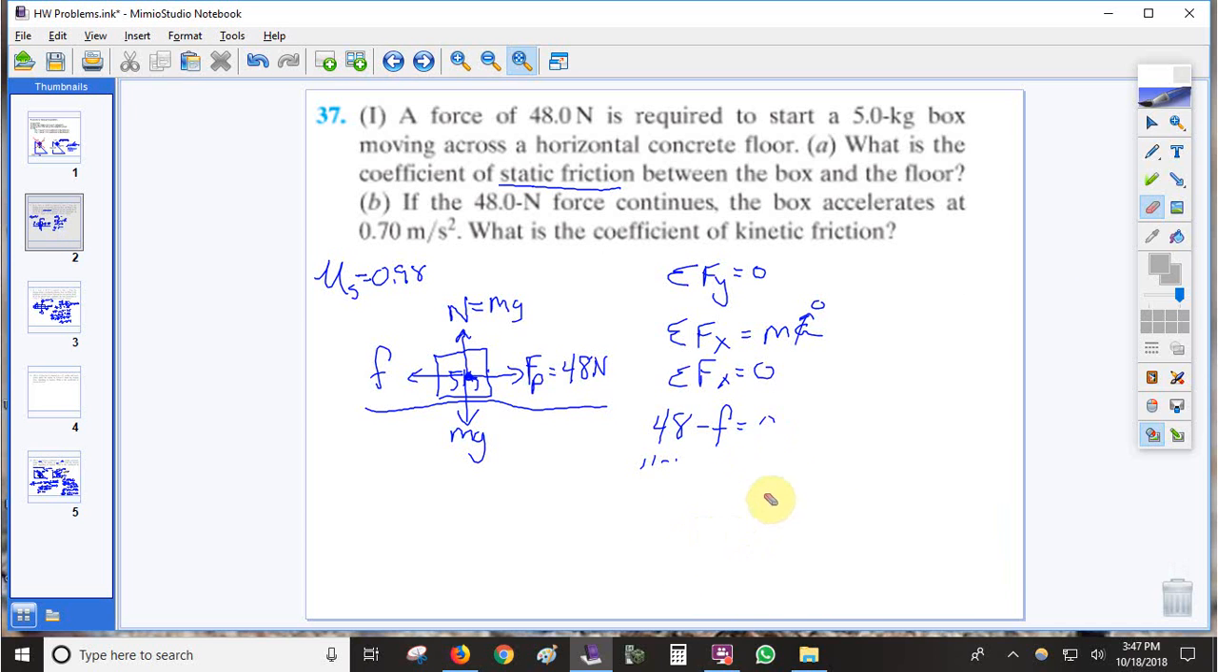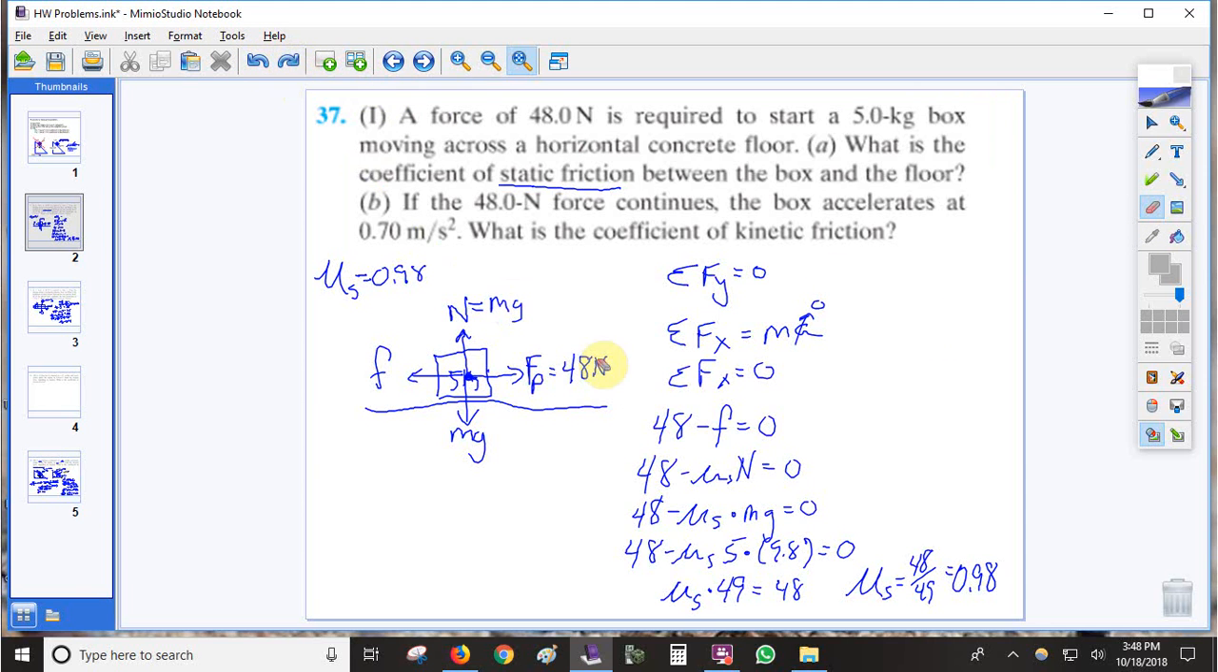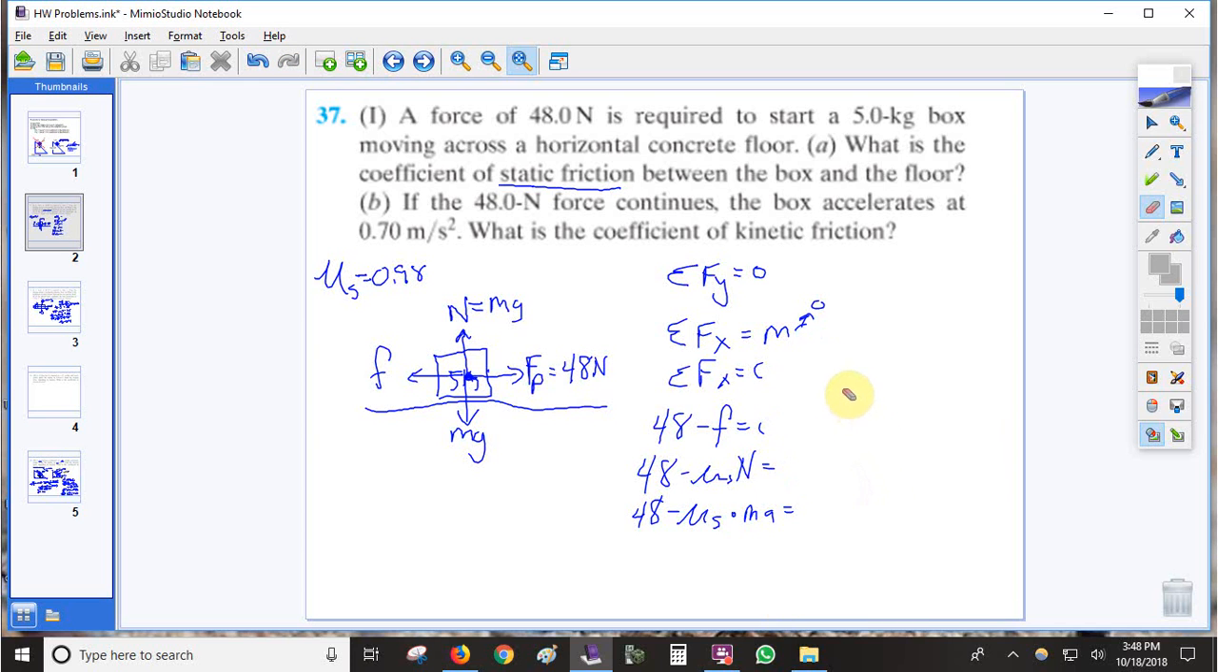What changes now for part B? Part B says the 48 newton force continues. The box accelerates now at 0.7 meters per second squared. What's the coefficient of friction? So now the left-hand side of our equation is going to remain completely the same. None of this stuff on the left-hand side changes, so maybe I'll just erase the bottom part here. What's going to change is that now our system's accelerating, so the right-hand side changes.